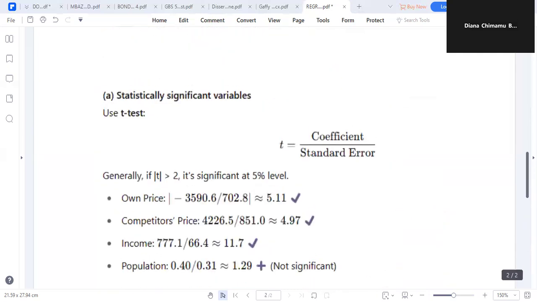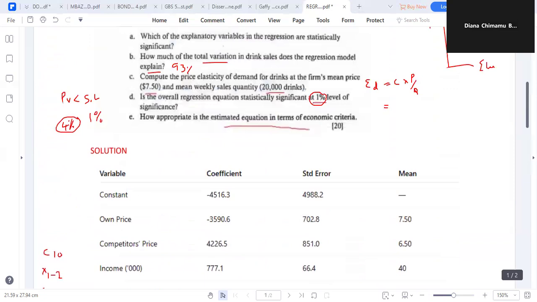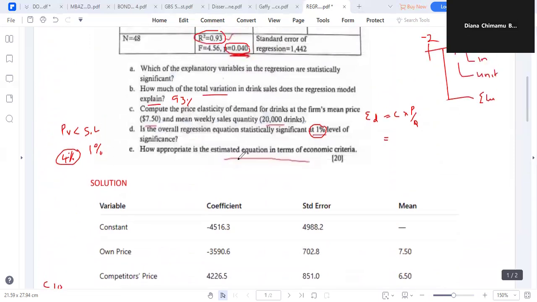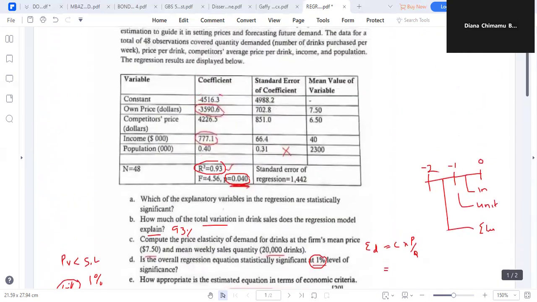And finally, the question is now asking us to explain what? How appropriate is this equation in terms of economic criteria? So you now need to, that one is carrying 5 marks. So for income, we need to look at the sign. If it's a positive, it is a normal good. If it's a negative, it's an inferior good. So here we can say that income, we're dealing with a normal good.